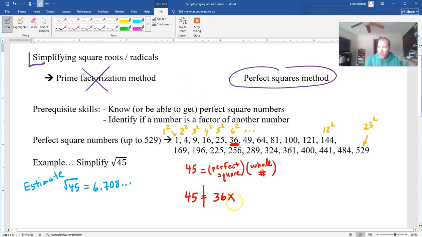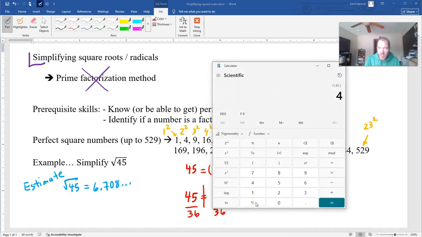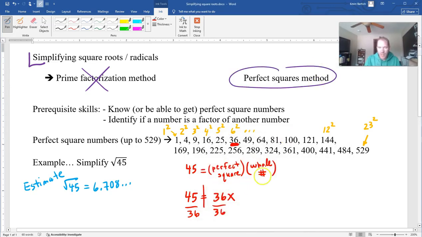And if I know my algebra skills, I can divide by 36. And I know that 45 divided by 36 is going to give us a decimal. So 45 divided by 36 is 1.25. It's a nice decimal, but it's a decimal. So I go, no, I want a whole number. All right, so 36 is out.